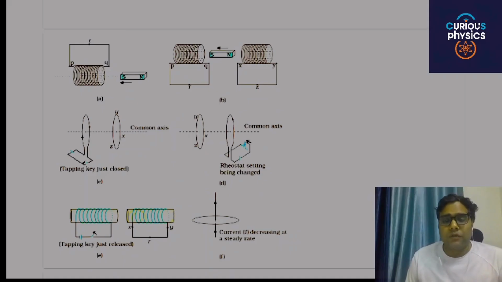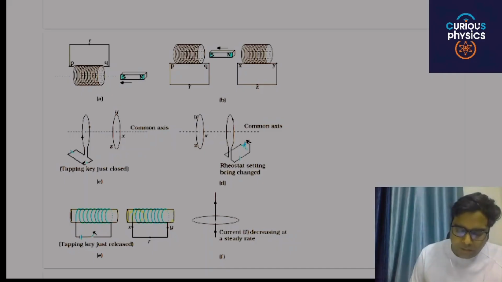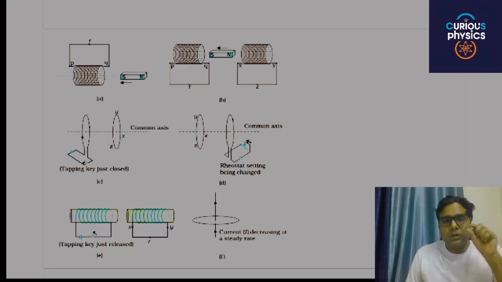Okay, and the direction of induced current, you can find using Lenz's law. And what is the statement of Lenz's law? The induced current tries to oppose the change in magnetic flux. That particular concept can be used in every question. So for example, in part A, the south pole of this magnet is moving toward the coil. If the south pole of this magnet is moving in this direction, then what?